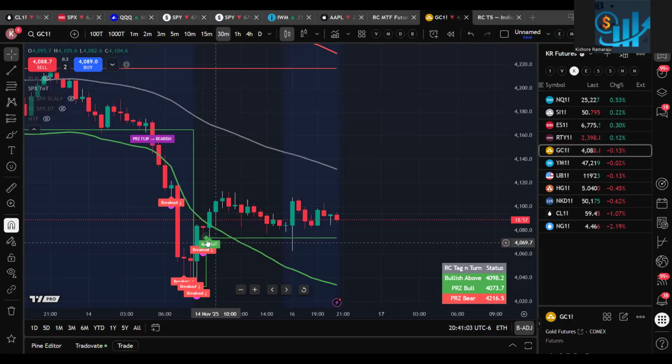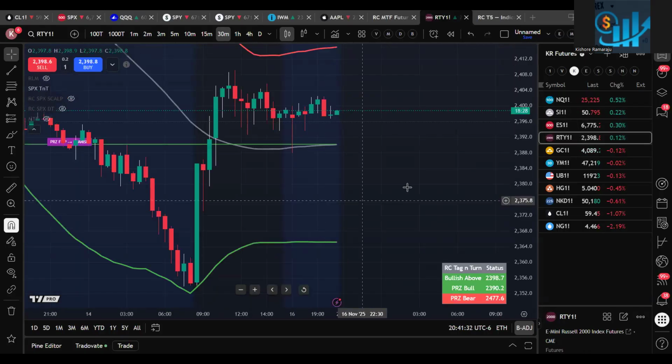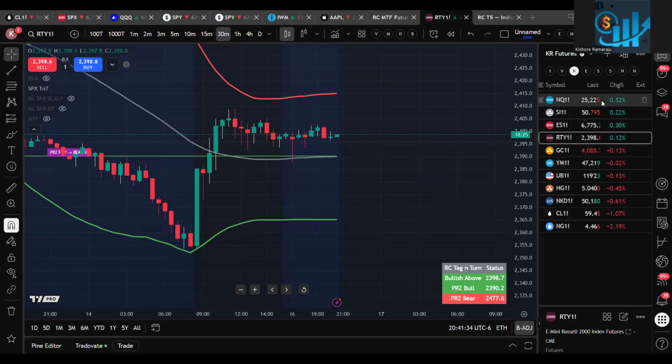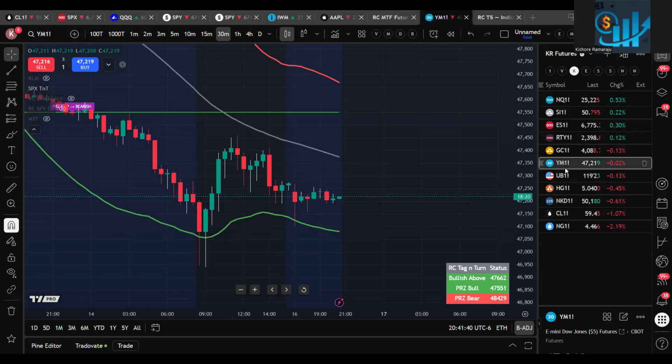GC, you are in a bullish tag and turn. That means there is a high possibility gold will move overnight, or by tomorrow or the day after, we'll see a nice move on GC. If you see silver, you got a bullish tag and turn, prices going up. So with silver, you can do silver bull puts. If you see it on Friday, then you do next Friday bull puts for silver. RTY. Why do I still not have anything?